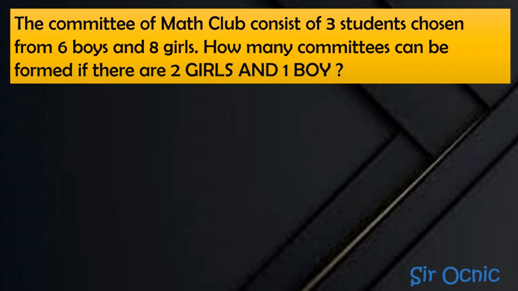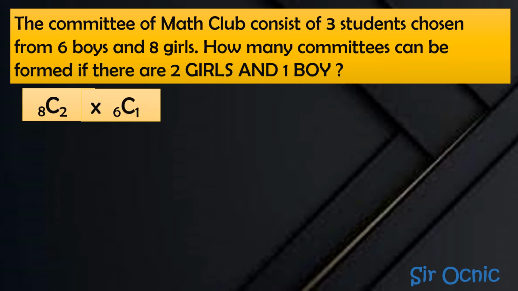The committee of math club consists of 3 students chosen from 6 boys and 8 girls. How many committees can be formed if there are 2 girls and 1 boy? In this situation, there should be 2 girls and 1 boy composing the committee. So we will have 8C2, since we have to choose 2 girls from the group of 8 girls, times 6C1, since we should have 1 boy from the group of 6 boys.